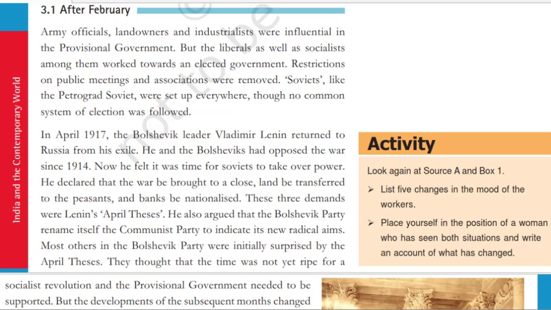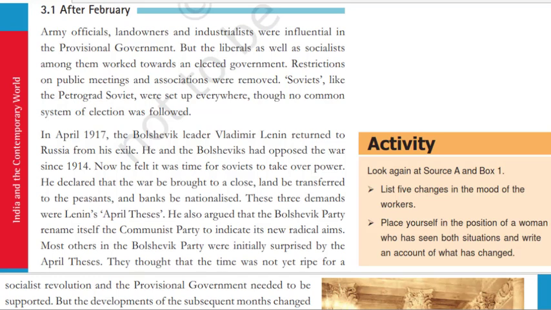He and the Bolsheviks had opposed the war since 1914. Now he felt it was time for Soviets to take over power. He declared that the war be brought to a close, land be transferred to the peasants, and banks be nationalized. These three demands were Lenin's April thesis. He also argued that the Bolshevik party rename itself the Communist Party to indicate its new radical aims.